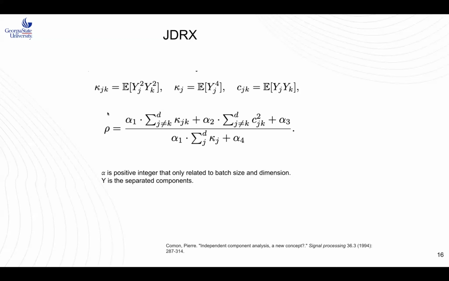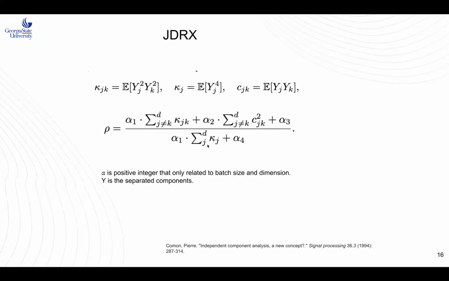And the cumulant KJK is called a cross cumulant, which has been proved in Comon's famous paper on independent component analysis, a new concept. It is related to independence, or more specifically, higher order correlations, called the cross cumulant, and minimizing that will push components to be more independent. And KJ represents the kurtosis because all of the data has been normalized, and CJK represents the covariance.